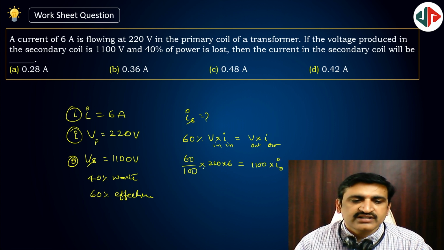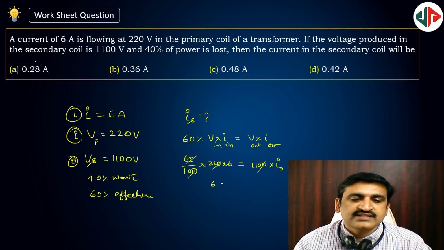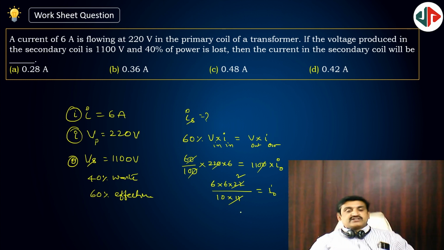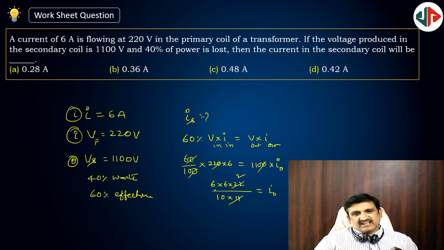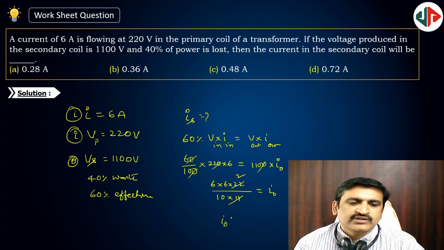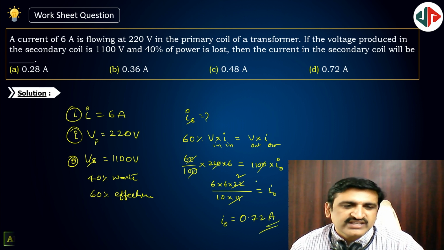So simplification: 0 0 will go, and 6 into 22 by 10 into 11 is equal to I naught. 11 will go 2 times. 6 6s are 36, 36 2s are 72, 72 by 10. Is there anything missing? The current in the secondary coil, so I naught, is equal to 0.72 amps. Actually it was printed 4.2, I changed it now to 7.2.